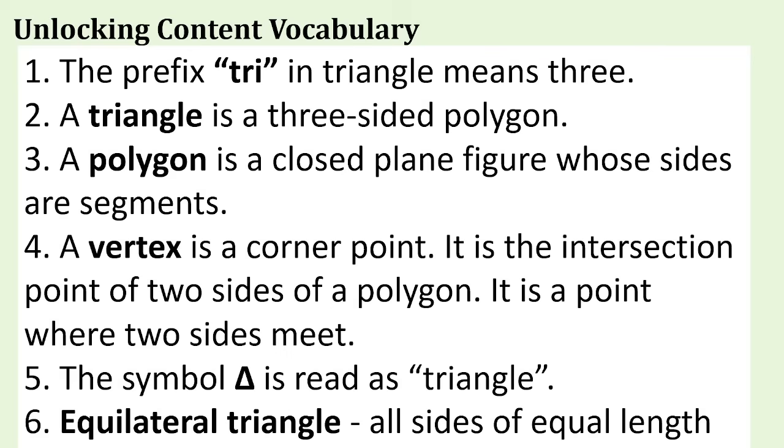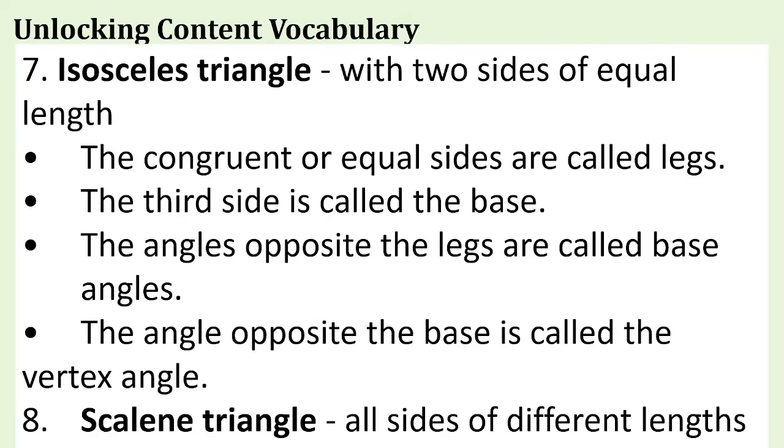Equilateral triangle, all sides of equal length. Isosceles triangle, with two sides of equal length. The congruent or equal sides are called legs. The third side is called the base. The angles opposite the legs are called base angles. The angle opposite the base is called the vertex angle. Scalene triangle, all sides of different lengths.